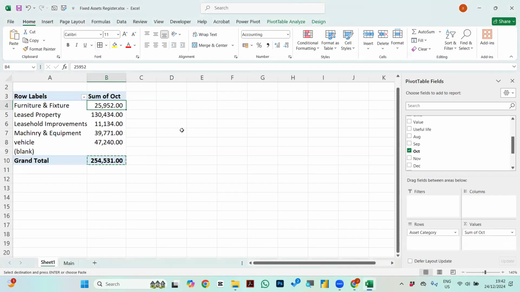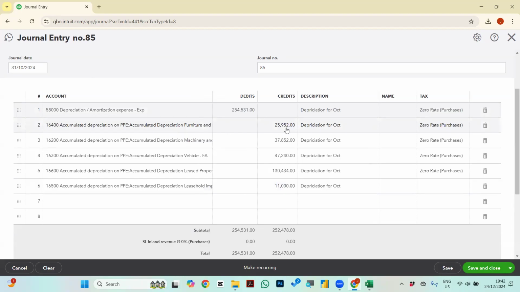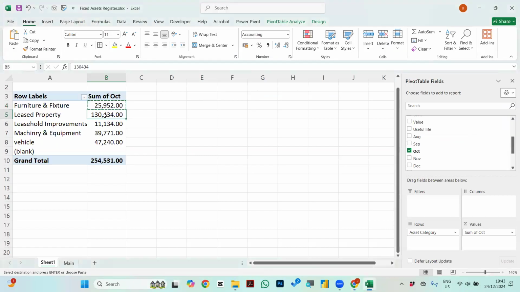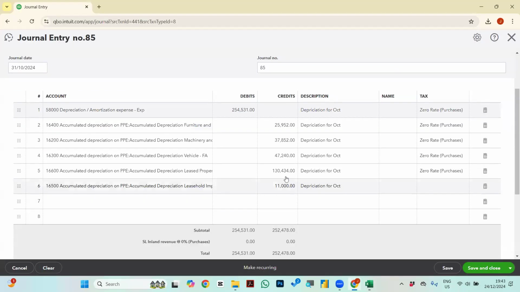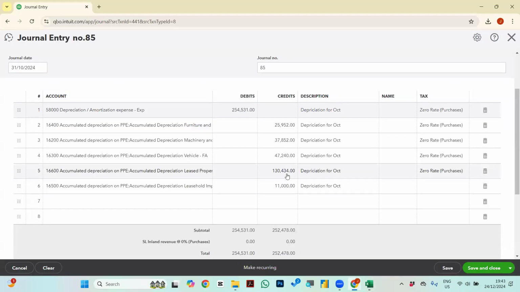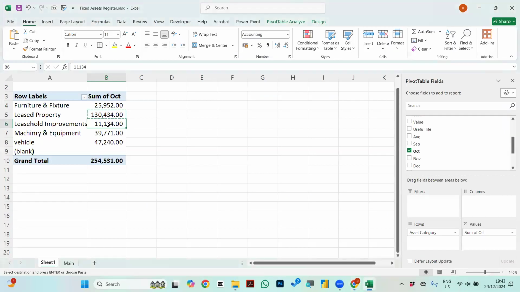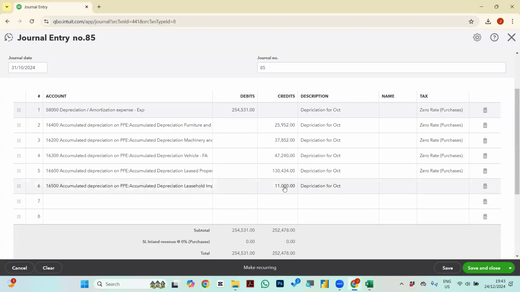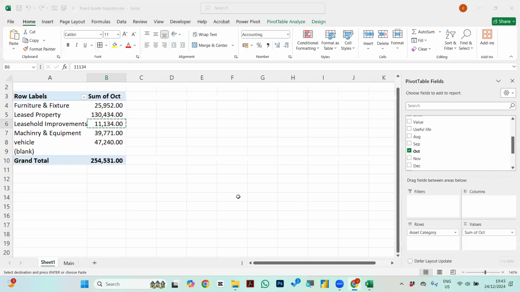Now I have the details here. Furniture and fixture, it's going to be 25,952. Is this exactly same amount? We did not buy anything new. So the next one, lease property, nothing changes, 134,34 because we did not buy anything new. Leasehold improvement, 11,134. It's going to be the same also. Where is it? Leasehold improvement. There's a slight difference because last month some partial calculations were there. So there's a slight difference.